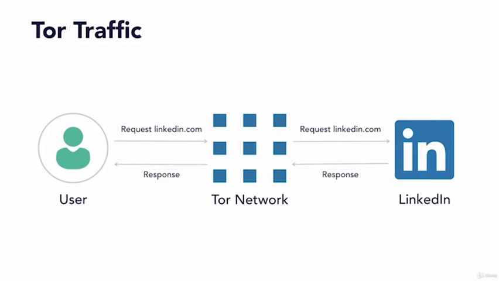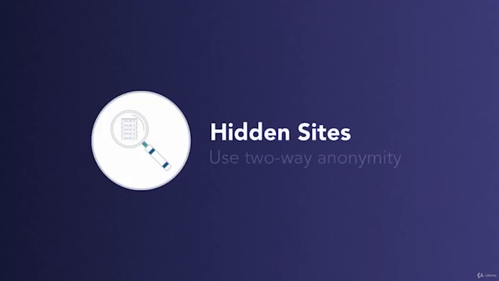In addition to accessing normal internet sites anonymously, Tor users can also access secret websites that exist only on the dark web. These sites, known as hidden sites, use the Tor network's anonymity in two directions. The website doesn't know the true identity of the user, and at the same time, the user doesn't know the identity of the website.